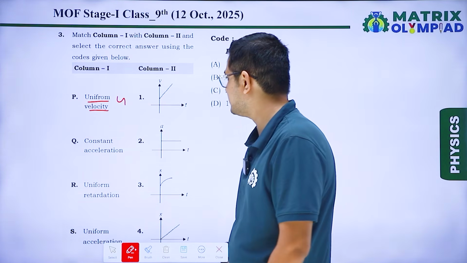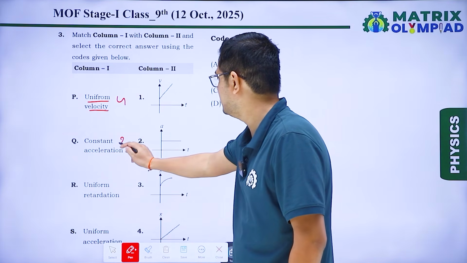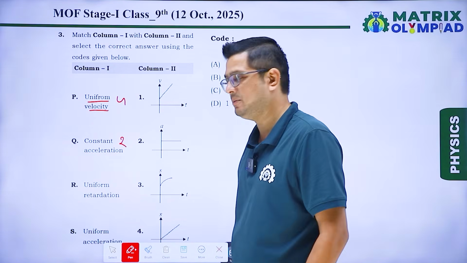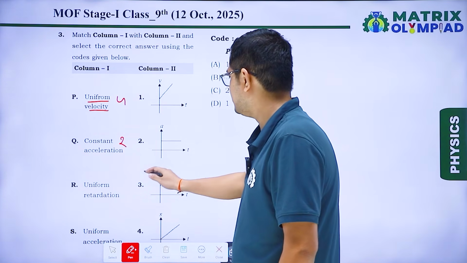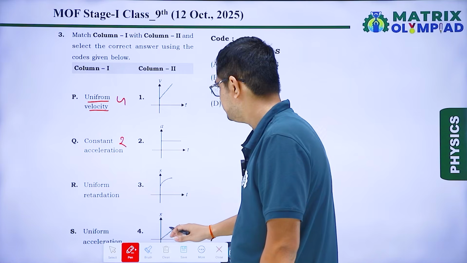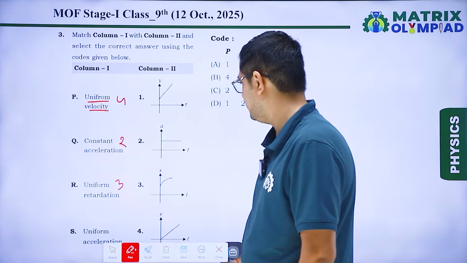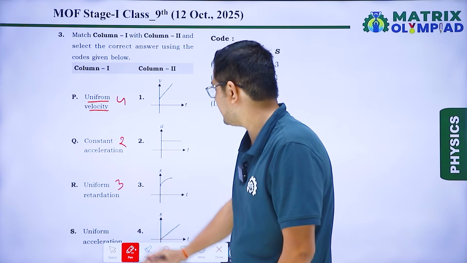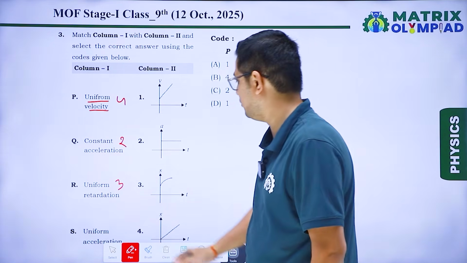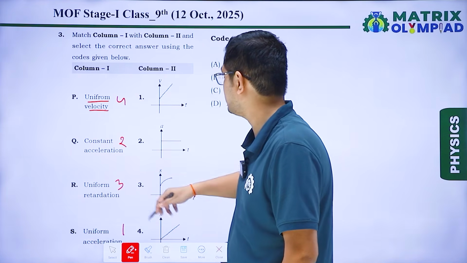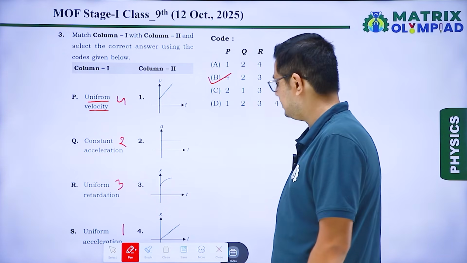Constant acceleration, that means acceleration will not change. That means for Q I will write 2. Uniform retardation, that means speed will reduce. That means we can see the distance or displacement travelled will reduce with respect to time. So for R I will write 3. Uniform acceleration, that means the velocity will increase. So for S I will write 1. So the correct sequence is 4 2 3 1, that means option B is our correct answer.